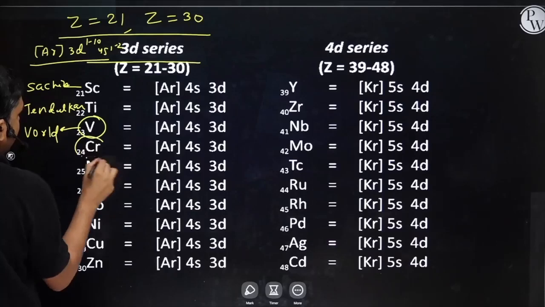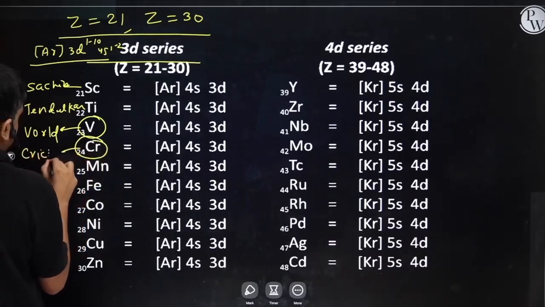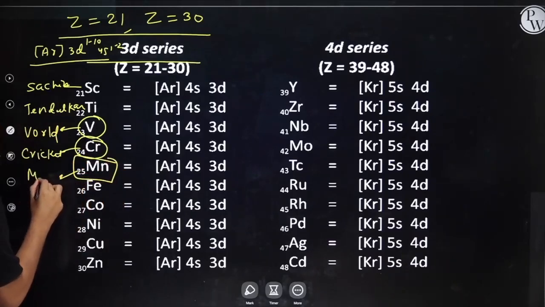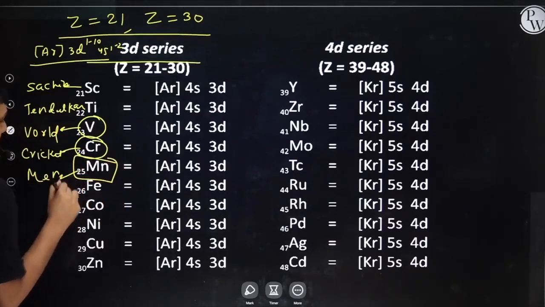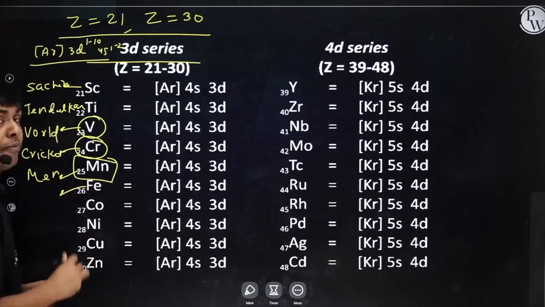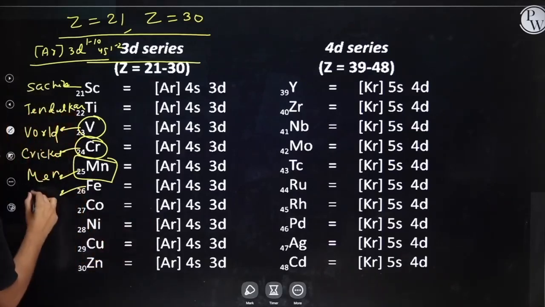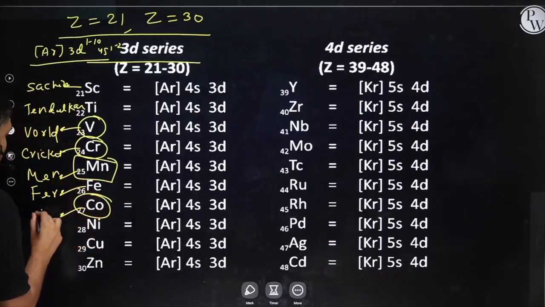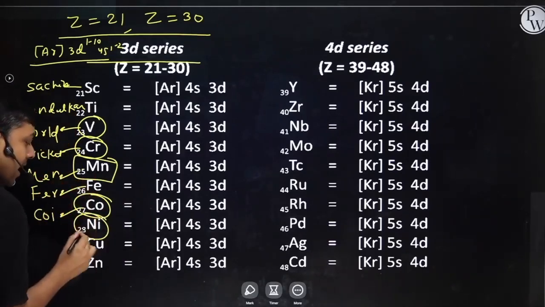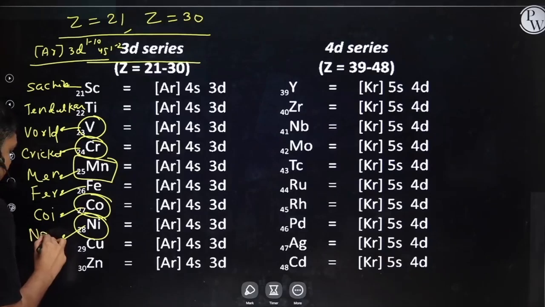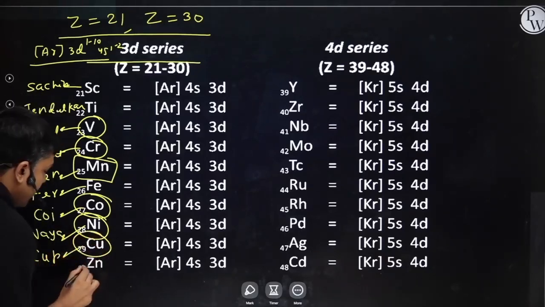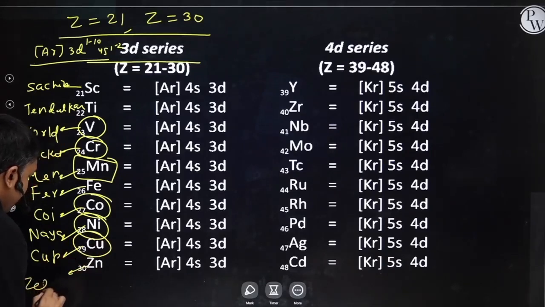Cr, chromium, cricket. Manganese, Mn, mein. Fe, iron, phir. Co, cobalt, koi. Ni, nickel, naya. Cu, copper, cup. Zn, zinc, jitega.